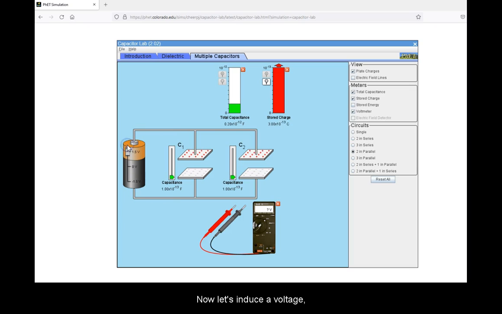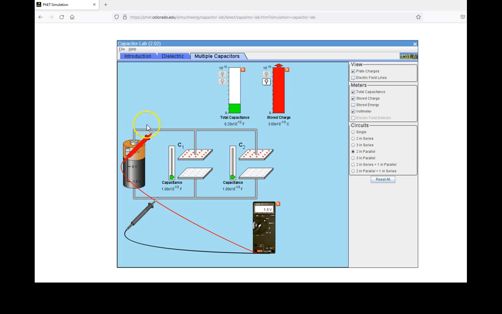Now let's induce a voltage that we can check with the voltmeter. Notice that across the circuit as a whole, the potential drop is equivalent to the electromotive force provided by the battery. You can check mathematically that the total charge induced on the plates as a whole is given by the mathematics of total capacitance times the voltage.